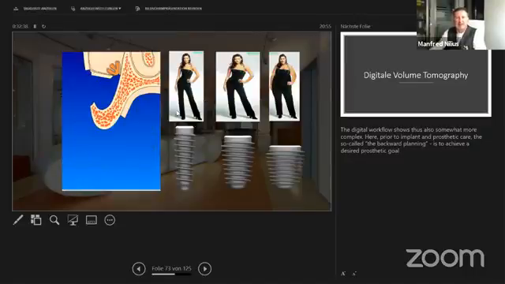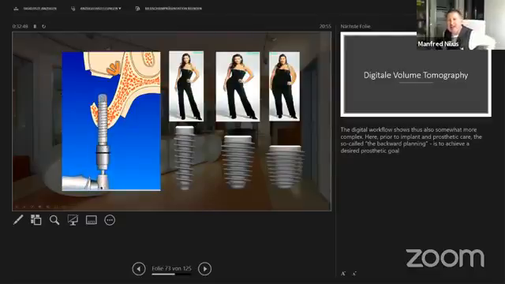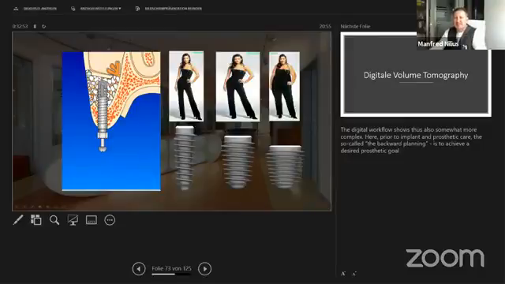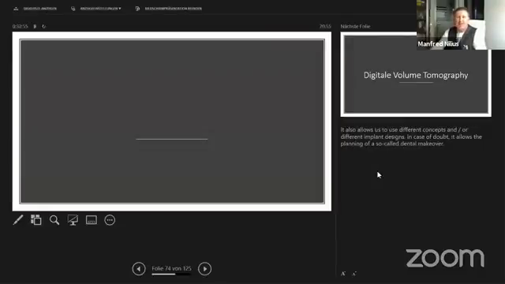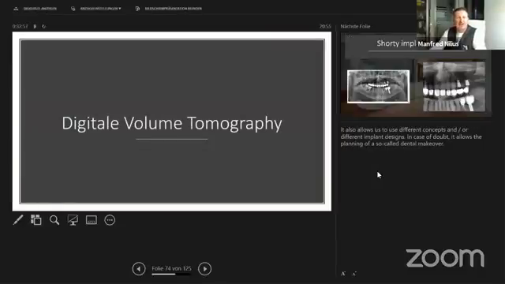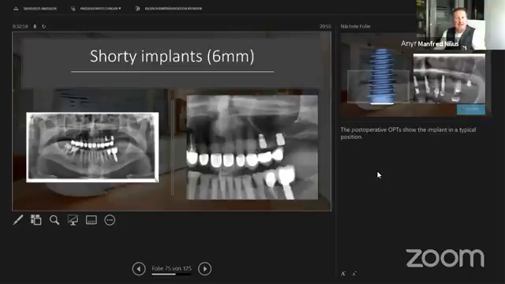But that means you have to do augmentation. So if you put this one, you need augmentation. And maybe I will surprise you, but I decided to have the big one. So also in this case, digital volume tomography gives you more information. And here you can see this is a normal size implant, and this is a bigger implant.